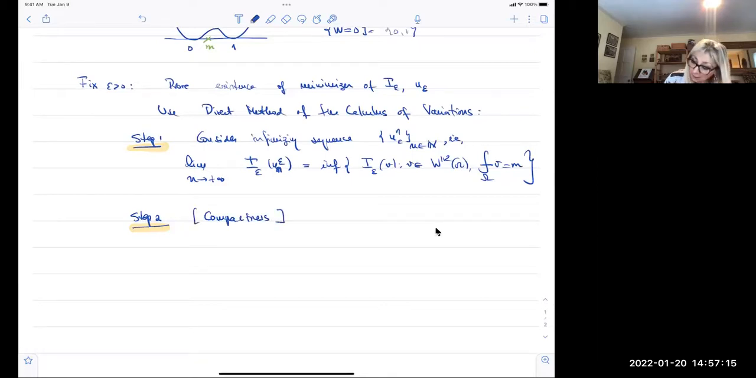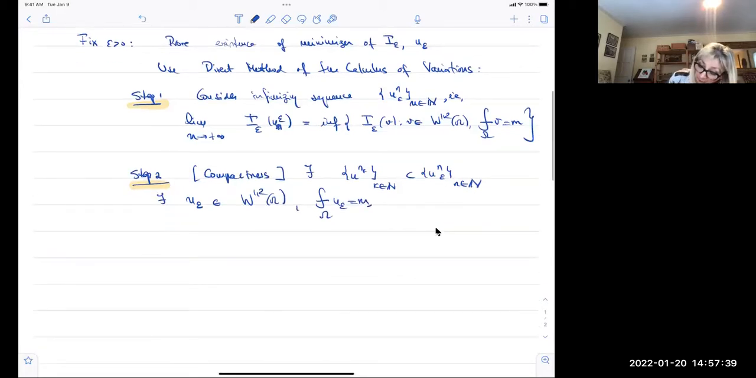In other words, we can find a subsequence, which now I index as n_k, so it's the index in k. So it's a subsequence of this one. And there exists indeed some target, which I call u_epsilon, which is going to have the right average, and such that u_{n_k}^epsilon converges weakly to u_epsilon weakly in W^{1,2}.